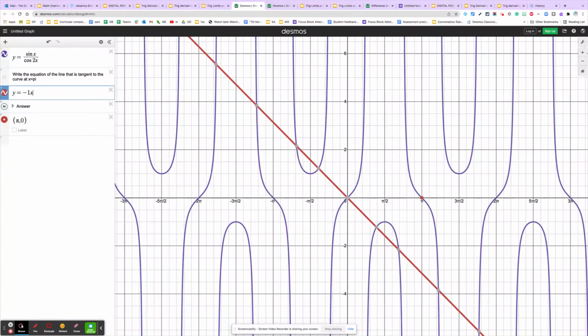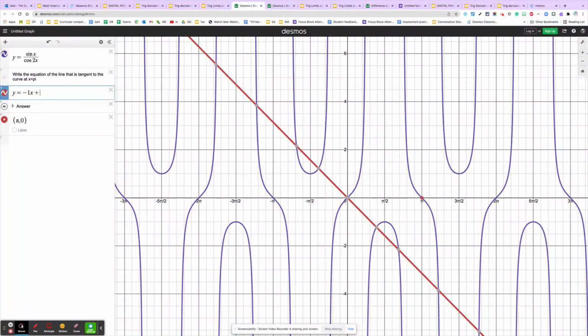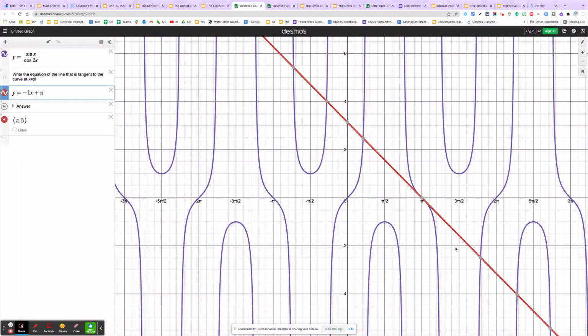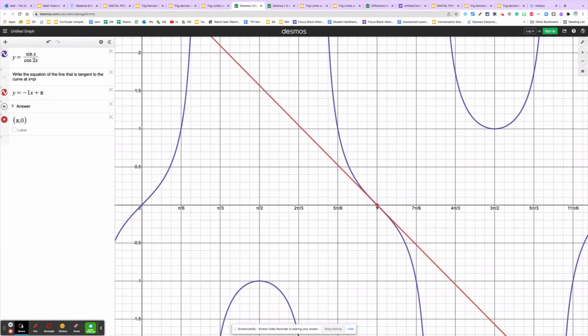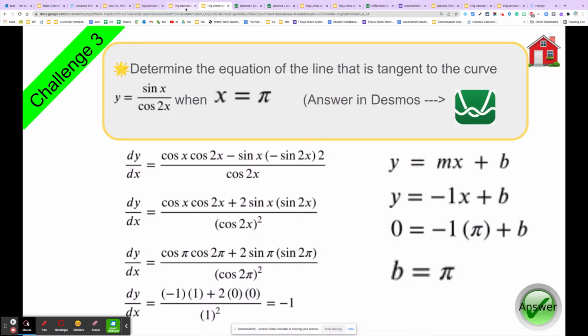And now how much do I need to move it up? Well, I think in our equation that we were looking at, the y-intercept was pi. So I'm going to put pi, and there you go. Look at that. That is the slope there for sure. And there's the equation of the tangent line. That is a tricky question.